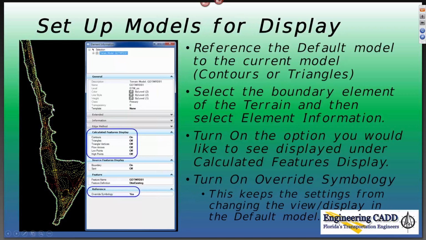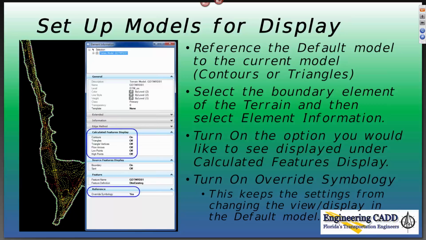What do I need to do? If I use the element information tool or the selection tool, and I select the boundary of my terrain, I can then open up element information, and that's going to give me the information about my terrain. This is where you can change the way it looks. First thing that I want to do is reference in my contours or triangles, I want to reference my default model to the other model that I'm in. So in this example, I'm showing you the contours. Then I select the boundary element, then select element information so I can get the properties of that terrain model.